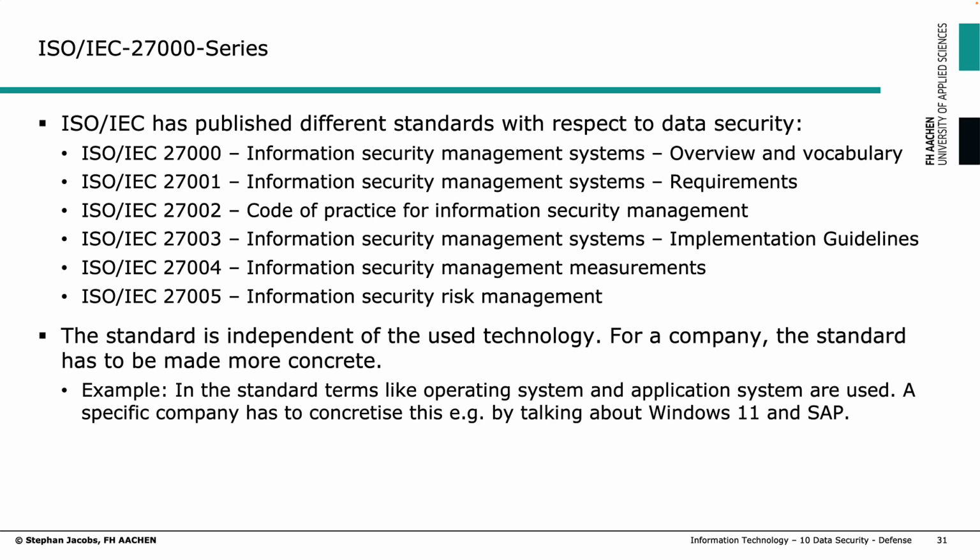There is this ISO IEC 27000 series. And if you look here more deeply, you see the standard 27000 is information security management systems, overview and vocabulary. The next one is about requirements. The next one is about information security management, and so on and so on. So here you can get some information, however, it is always on a very abstract level. So it should be independent of the used technology. That's how standards are usually used.